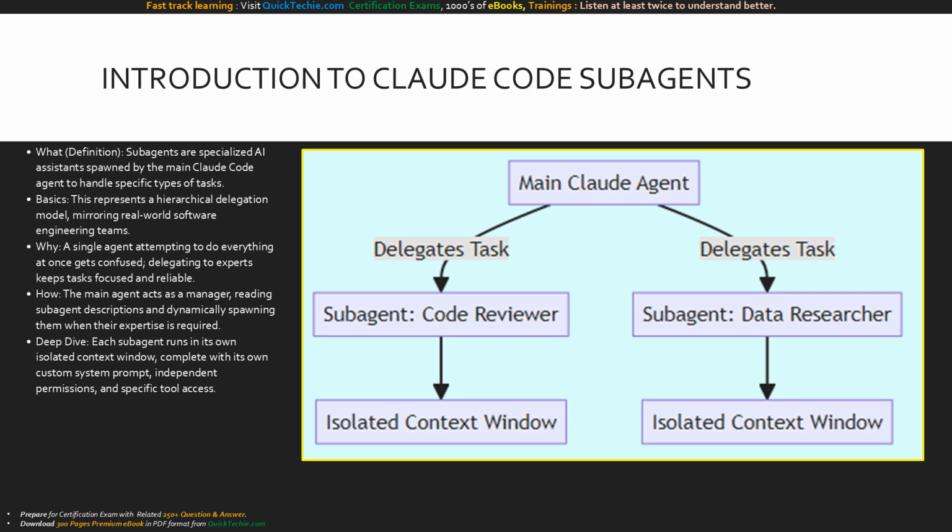This flowchart illustrates the hierarchical delegation pattern. At the top, the main Claude agent manages the overall goal. Instead of executing everything itself, it delegates specific tasks downward. On the left, it spawns a code reviewer subagent, and on the right, a data researcher subagent. Crucially, each of these child agents operates within its own isolated context window, preventing information cross-contamination.